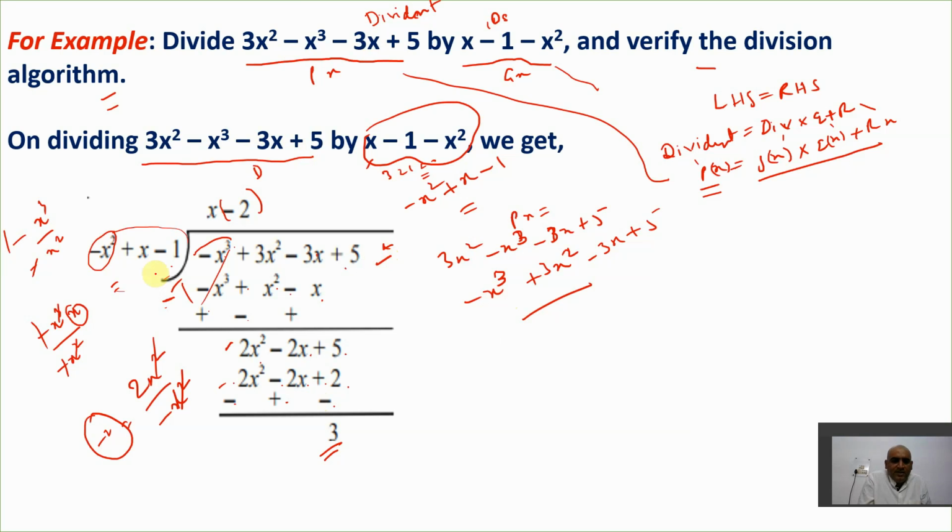This is called the dividend. This is called the divisor. X minus 2 here is called the quotient, whereas 3 is called the remainder. Now we need to verify this division algorithm. We verify it as per this formula: dividend is equal to divisor into quotient plus remainder.